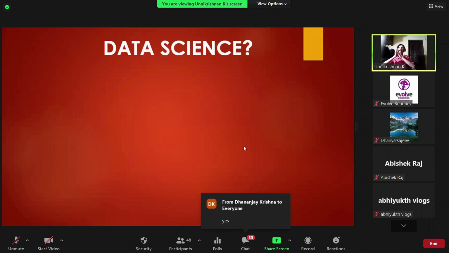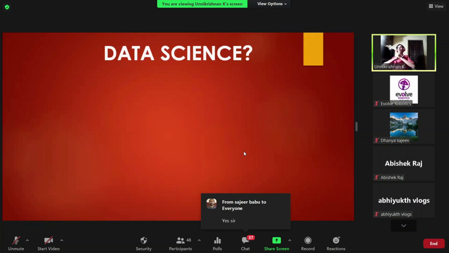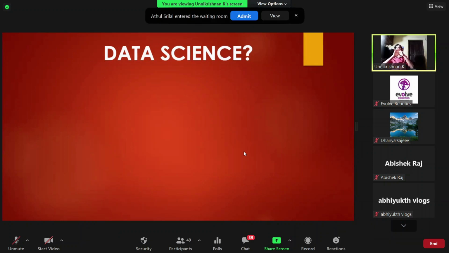Now coming to the point, what is data science? There are a lot of definitions for data science. This is the simplest one that I could come up with. I have tried my maximum to keep it simple. So we can say that data science is nothing but a process where we collect a large amount of data.